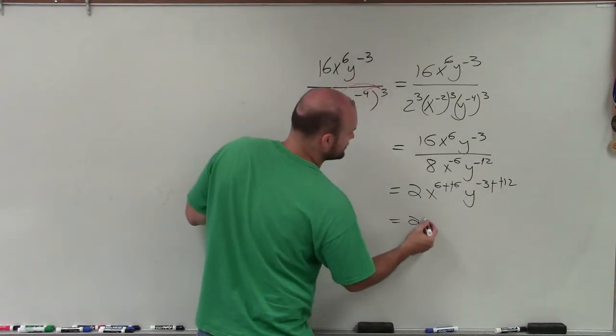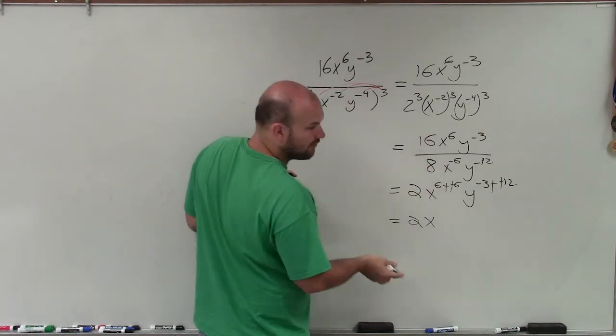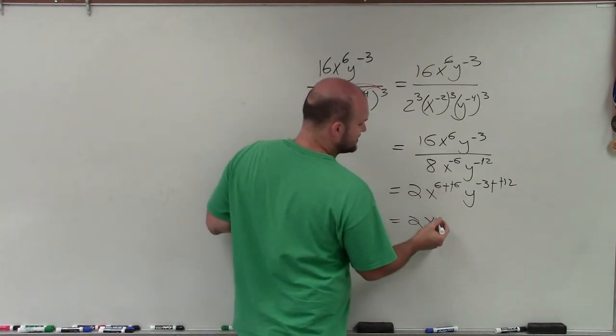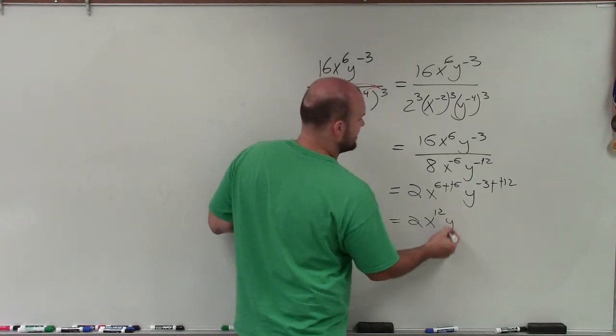So therefore, I'm left with 2x. If you want to write it over 1, you can. 16 over 8 reduces to 2 over 1, but we just write it as 2. 6 plus 6 is x to the 12th. Negative 3 plus 12 is going to be a positive 9.